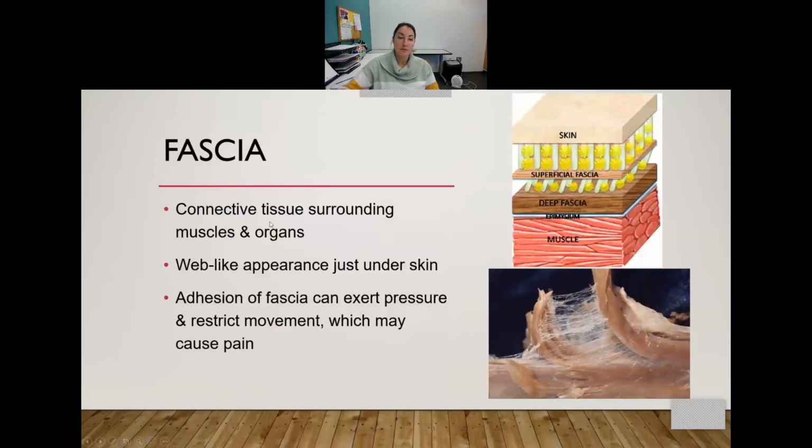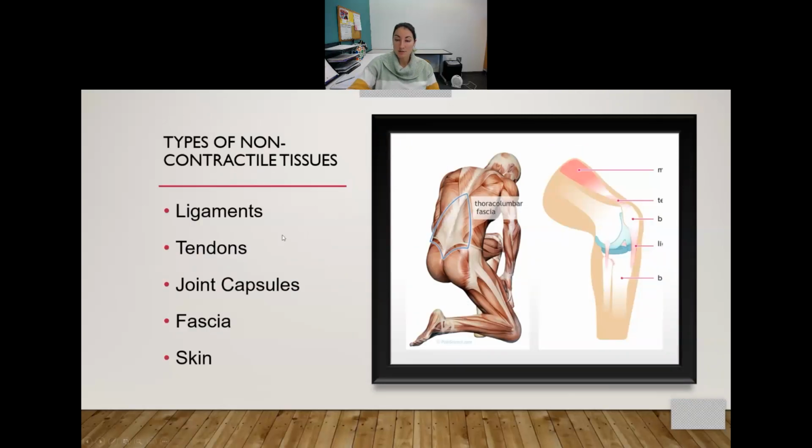Fascia is connective tissue. It surrounds muscles and organs. Here's a beautiful picture of fascia connecting these muscles, and it's web-like in appearance. It's just under the skin. It connects. It was the white in the picture here. All this white is fascia, which is connective tissue.